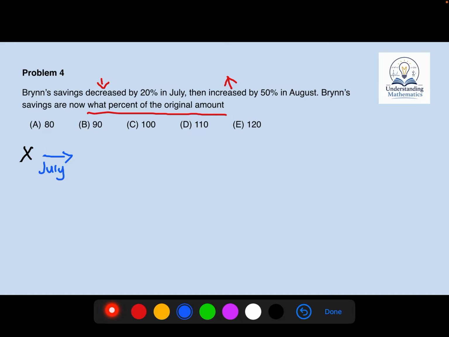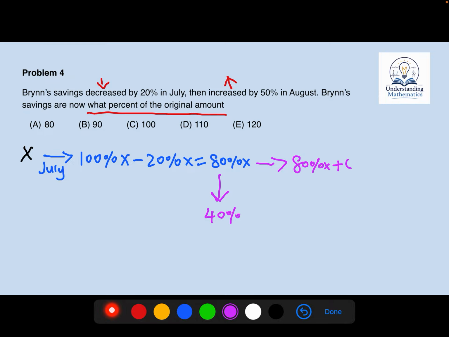The savings decreased by 20%, so 100% x minus 20% x, we get 80% x. And some more time passed. Now this time is an increase. Then increase by 50%. What is 50% of 80%? That is 40%. Increase means goes up, so 80% x plus 40% x is equal to 120% x. So our answer for this problem would be E, 120%.